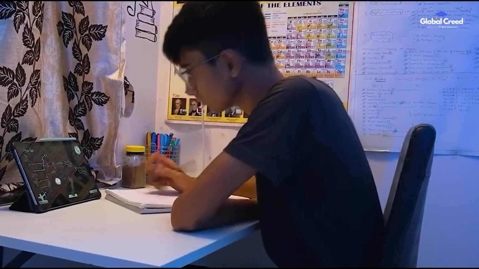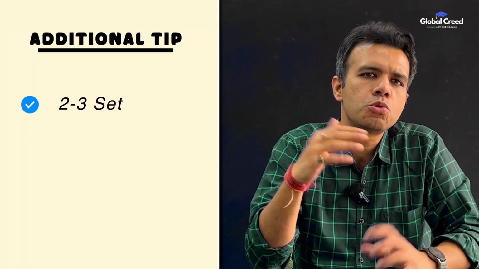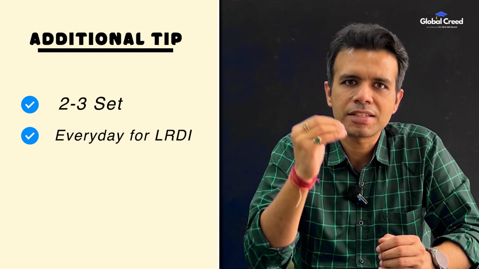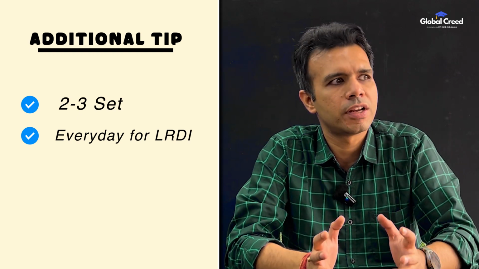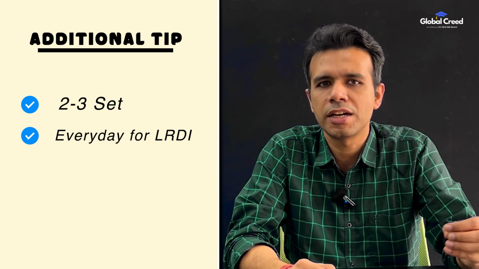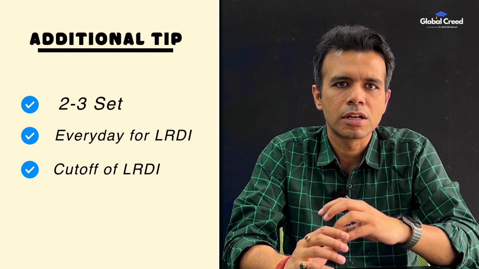Make it a habit, and this is an additional tip which we give. You should do at least 2 to 3 sets every day from LRDI. LRDI is a section जो सबसे ज़्यादा ignored होता है when it comes to CAT aspirants. अगर आप रोज 2 से 3 सेट करोगे, you have a strong chance of making it to the cutoff of LRDI. Then we go to the third section.